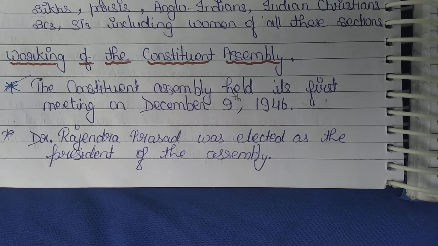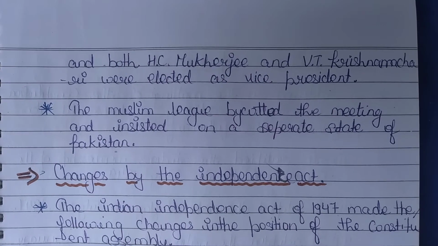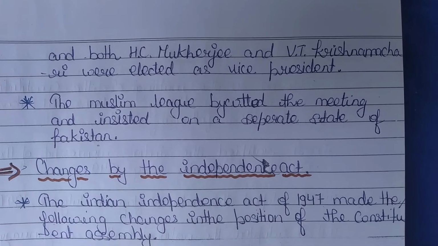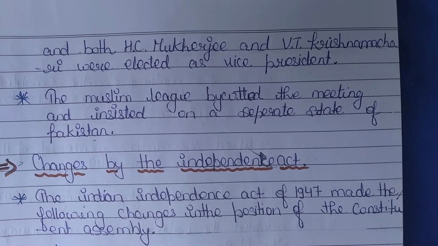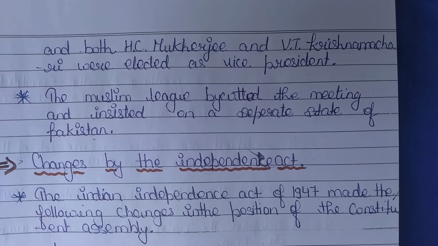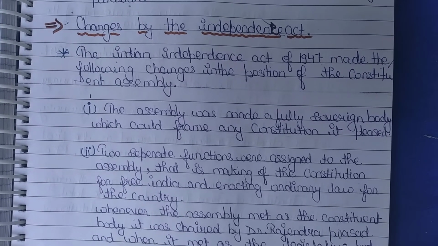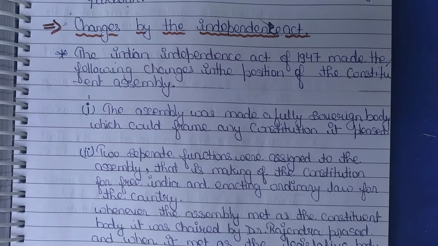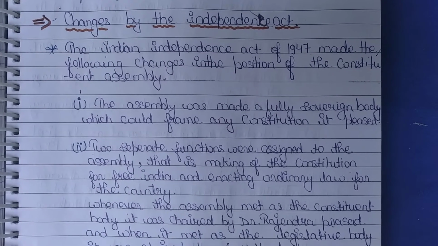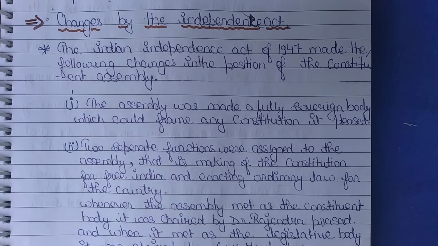Dr. Rajendra Prasad was elected as the President of the Assembly, and both H.C. Mukherjee and V.T. Krishnamachari were elected as Vice Presidents. The Muslim League boycotted the meeting and insisted on a separate state of Pakistan. Our next heading is Changes by the Independence Act. The Indian Independence Act of 1947 made the following changes in the position of the Constituent Assembly.